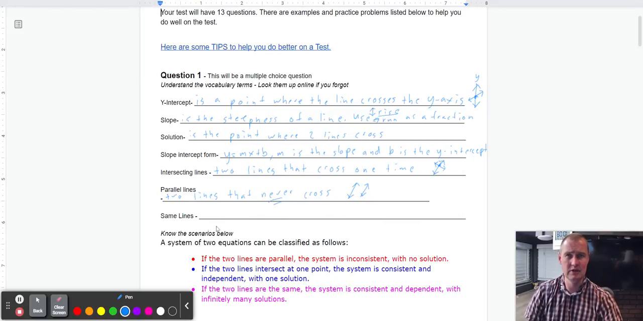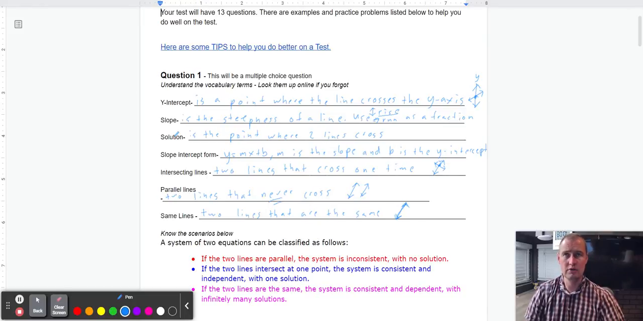And the last option is something called same lines. Okay, when we talk about same lines, we're talking about two lines that are the same. Now, what do I mean by two lines that are the same? Well, say we have a line here, but because they're the same, they're literally stacked up on each other and look like one line. So, same line, the two lines that are the same.